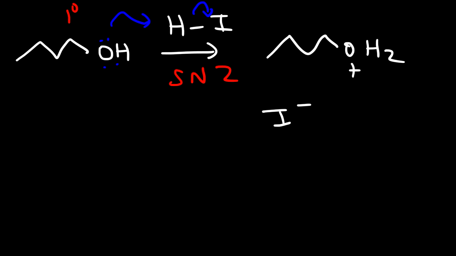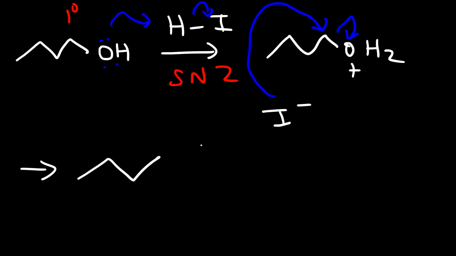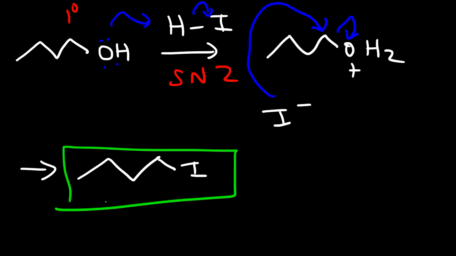The iodide ion will come from the back, attack the carbon, and expel the water molecule so that we don't form a primary unstable carbocation intermediate. So this is going to be the end result of this reaction. And so whenever you're dealing with an SN2 reaction, you should not form any carbocation intermediates.